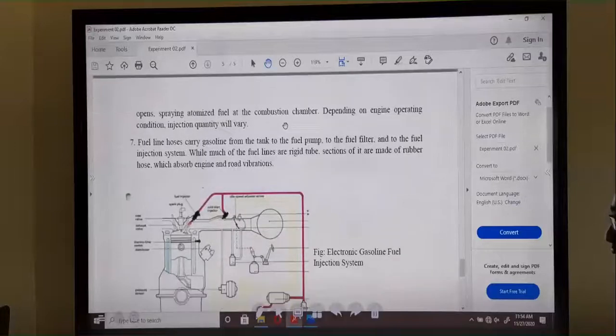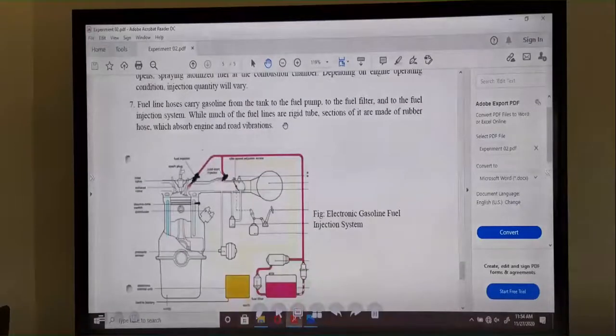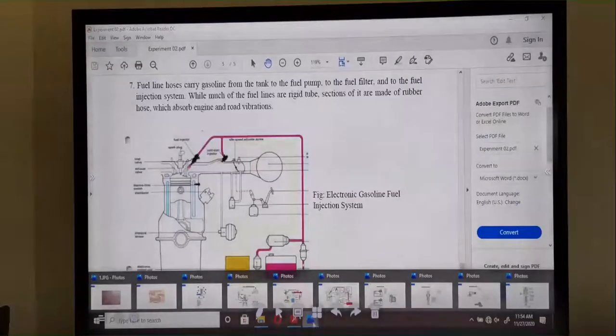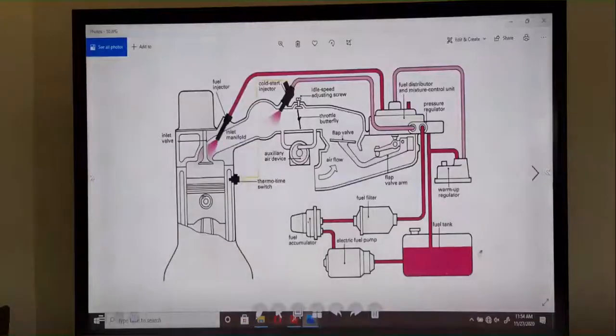So now we study the electronic gasoline fuel injection system. This is the most advanced injection system. So this time we study here.